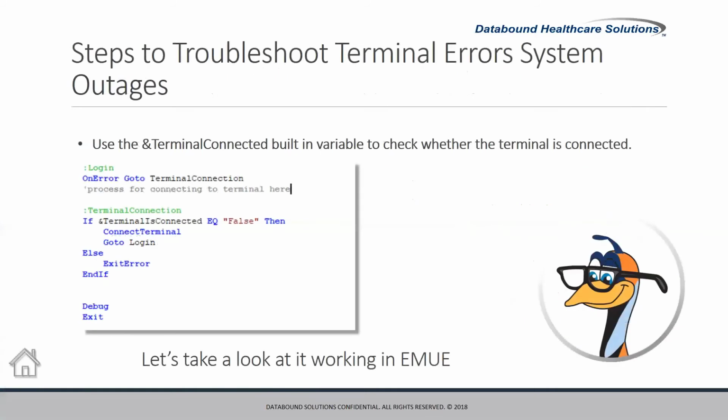The next step to troubleshoot terminal error system outages is to use the built-in variable &terminal connected. This is a Boolean variable that gives you information about whether or not your terminal is connected. It'll say either true or false.